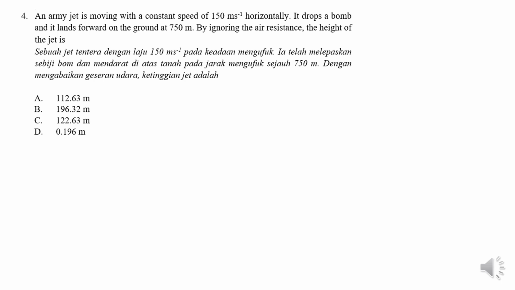Question number 4, they say an army jet is moving with a constant speed of 150 meters per second horizontally. Okay, so we have an army jet, which is moving horizontally with an initial velocity of 150 meters per second. They're talking about horizontally here, and the bomb drops vertically. So when there's vertical and horizontal component movement involved, we know this is a projectile motion. So automatically here we can label it as ux, the initial speed in the x component.